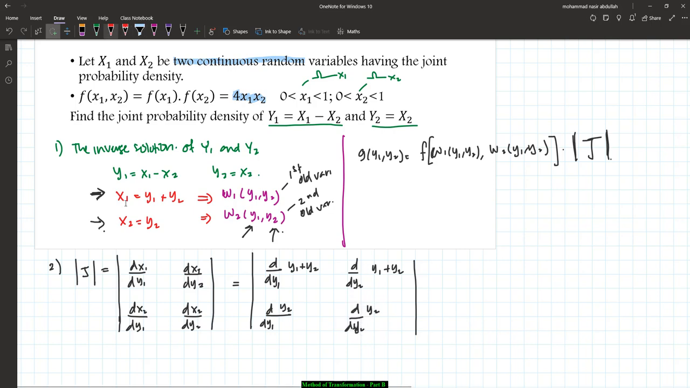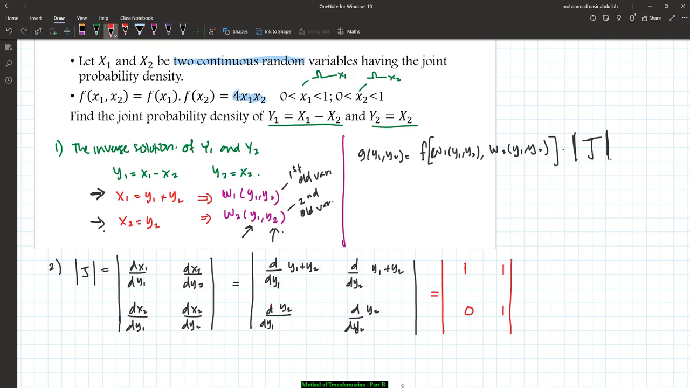Okay. So then we need to find the determinant. Before we find the determinant, we need to differentiate first. So this one with respect to y1 should be equal to 1. This one with respect to y2 should be equal to 1 as well. This one with respect to y1 should be equal to 0. This one with respect to y2 equal to 1. Can you understand? Very simple, right?